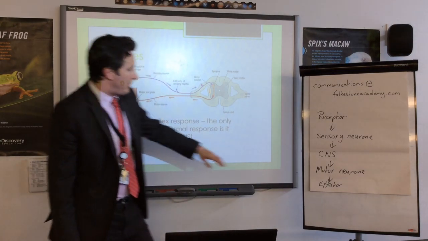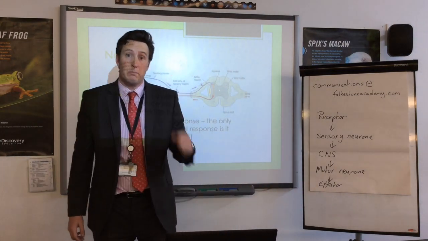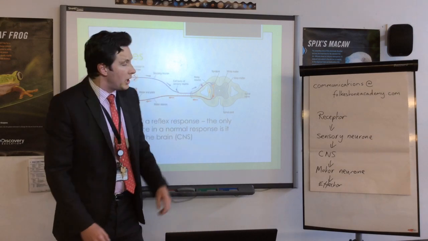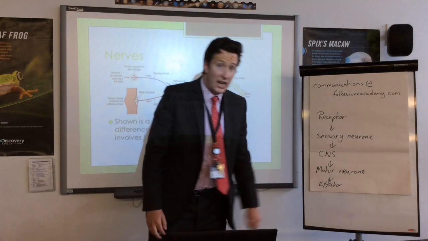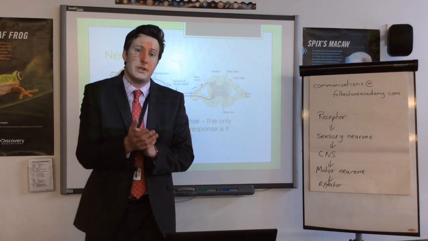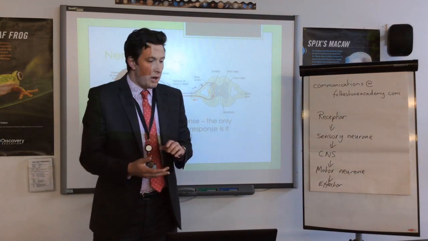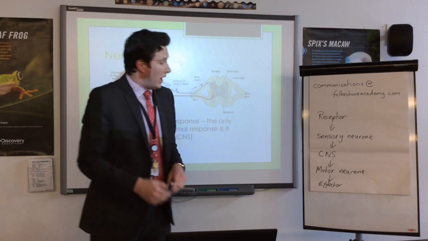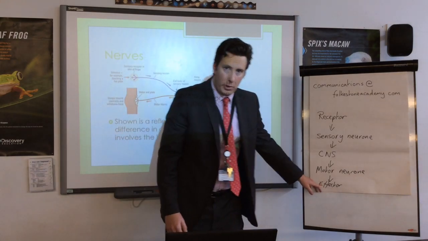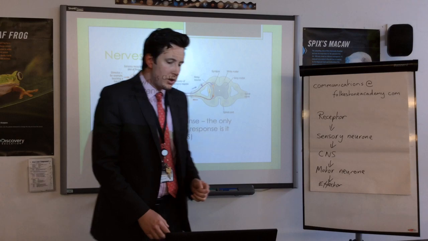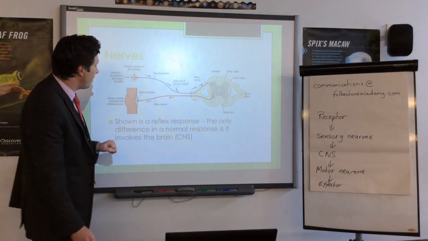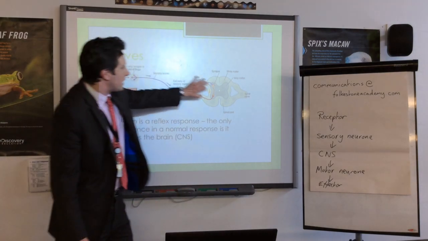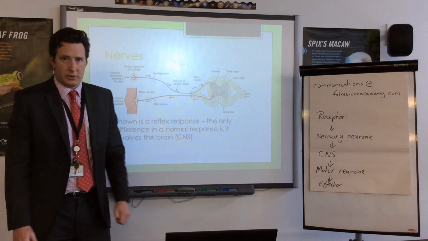Now, I've talked about the effector being a muscle, and that causes movement, so muscles cause movement. You can also have an effector that's a gland, and glands can be in various places of the body, but they release hormones, or they release enzymes into the body. And that can have an effect on the body. So another type of nervous response would be a faster one. This one that's actually shown is a reflex response.